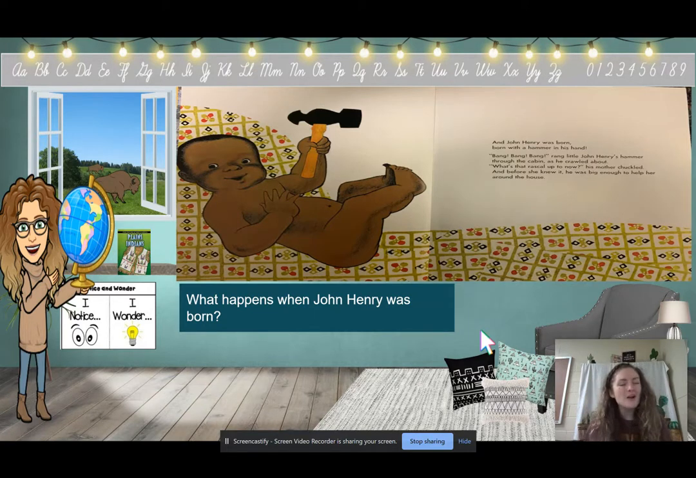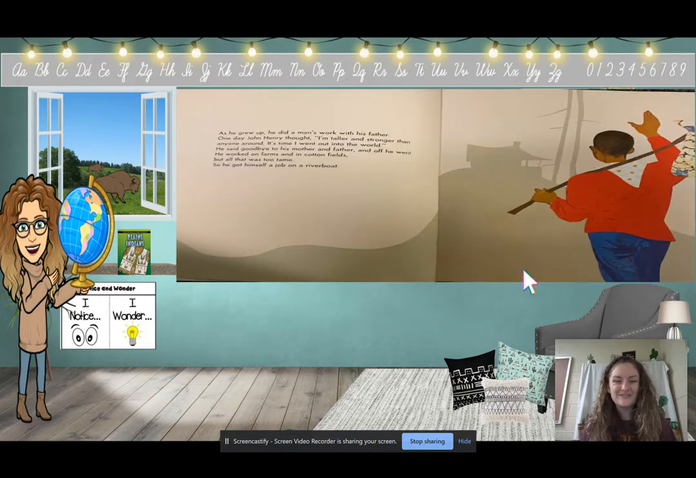So we know our main character is John Henry, but what is the first event? What is the first thing that we learn that John Henry does? Think back to this page. What happens first after John Henry was born? Tell me in the puzzle. So the first event that we learn is that John Henry was born with a hammer in his hand. Oh my goodness. And that illustration shows us too.